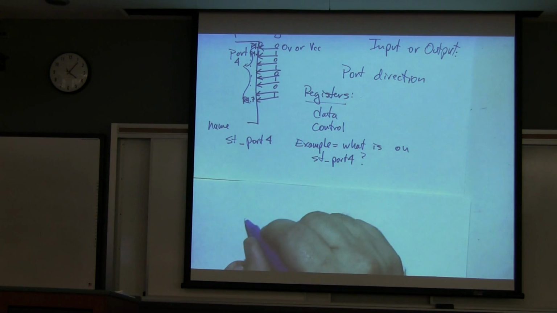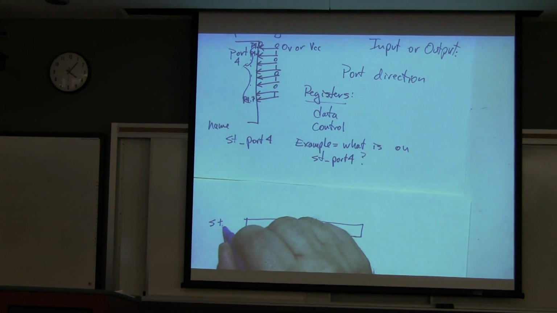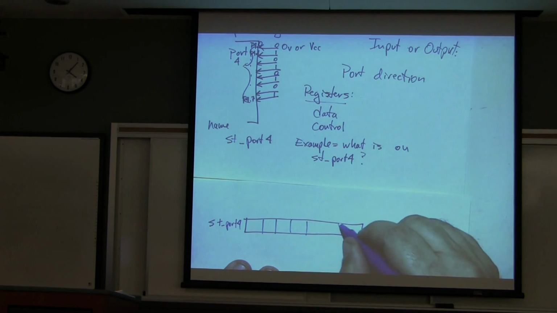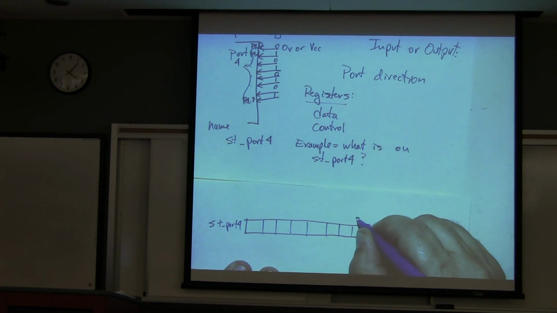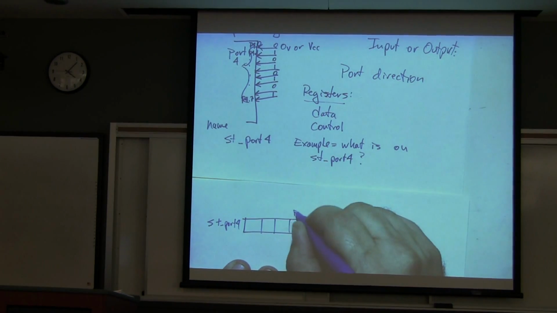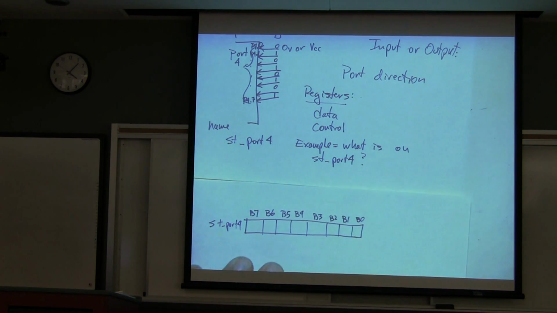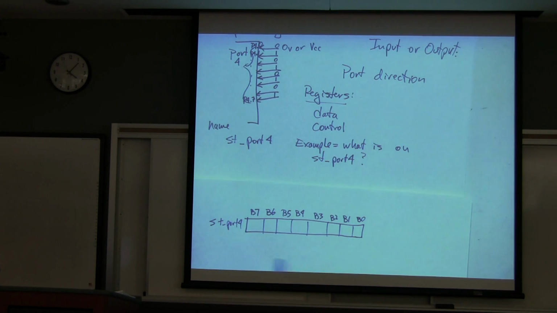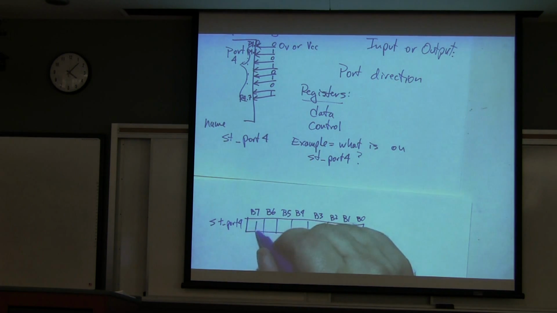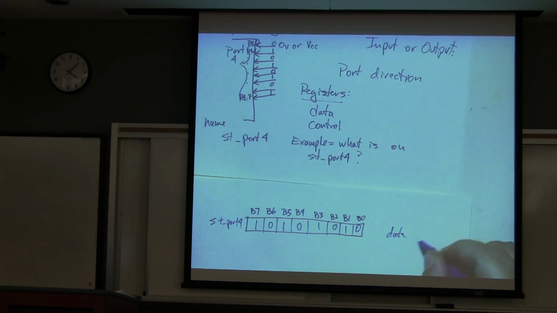And then I might organize it as follows. Oh, this is ST port 4, and I have how many bits? 8. And so this will represent bit 0, bit 1, bit 2, bit 3, bit 4, bit 5, bit 6, bit 7. And so what would be the contents of this if that's what I had as my input? 1 0 1 0 1 0 1 0. And this is a data port.